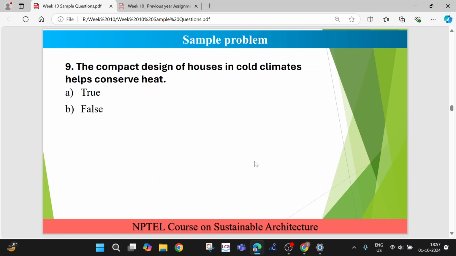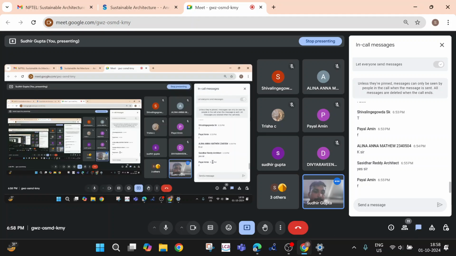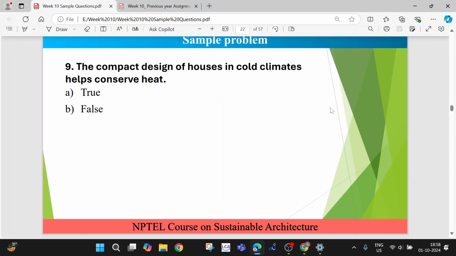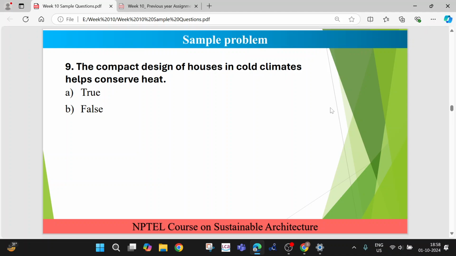Question number 9. The compact design of houses in cold climates helps to conserve heat. Is this true or false? This is now very simple because previously we have discussed that concept in detail. So all of you read the question carefully, and then I think all of you will be able to answer it correctly. The compact design of houses in cold climates helps to conserve heat.